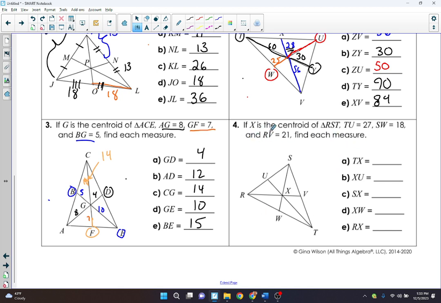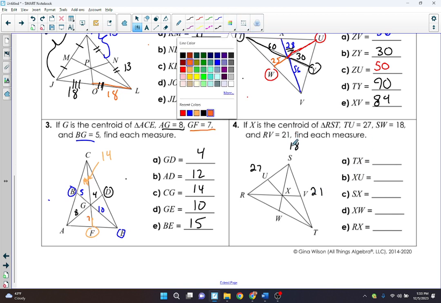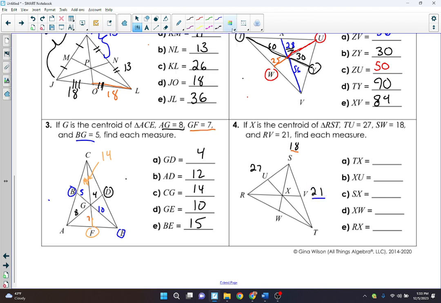All right, let's try number 4. TU is 27, so T to U, so the whole thing is 27. I'll put that on the outside here. So TU, the whole line is 27. SW, the whole line is 18. And RV, the whole line is 21. So let's talk about how we do each one at a time, okay? I'll do orange for this one. I'll do blue for this one. So let's start with the 27, UT.